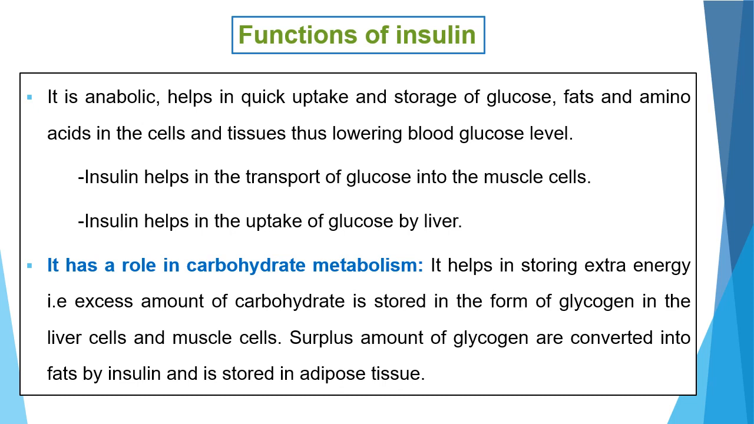Insulin has a role in carbohydrate metabolism. It helps in storing extra energy, that is, excess carbohydrate is stored in the form of glycogen in the liver cells and muscle cells. Surplus glycogen is converted into fats by insulin and is stored in adipose tissue. Decrease in blood glucose concentration also decreases the secretion of insulin and increases the secretion of glucagon hormone, which splits glycogen into glucose, and thus the glucose diffuses back into the blood.